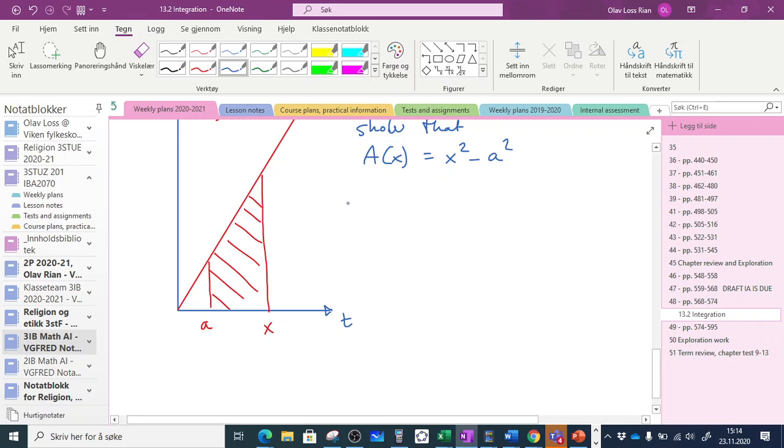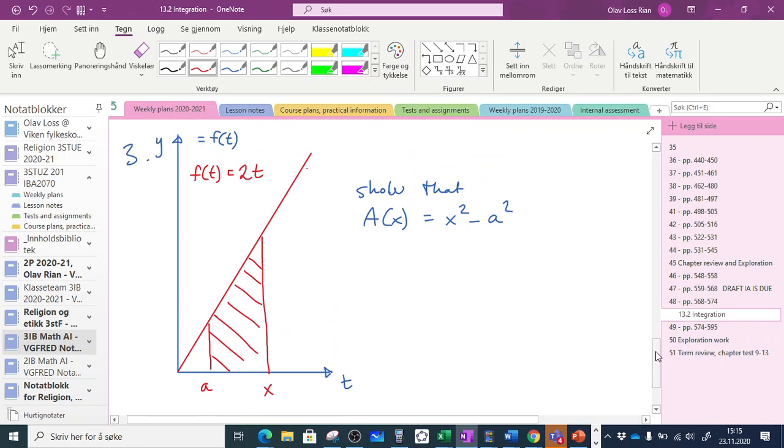Okay, so it's the same thing as before, that we're going to find the area of this trapeze, but now the heights are a little bit different. So we can just use the expression for the function to find the heights again. If the value of t is a, then the function value is going to be 2a. If the value of t is x, then the function value is going to be 2 times x.